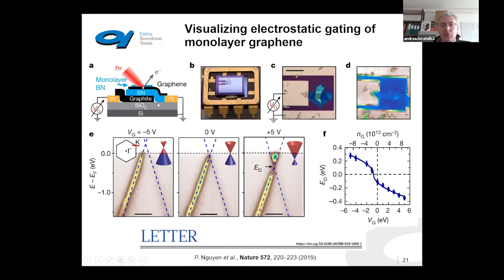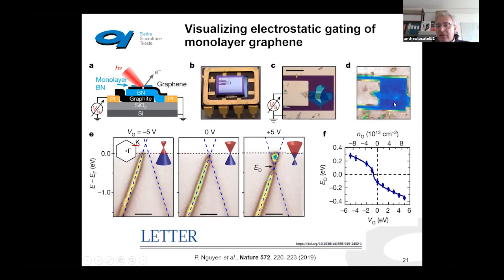So in this way, they can basically pump charge into the material and change the valence band. And this technique is called electrostatic gating. You can see here the principle in A, then you can see the real device in B. You can see also an optical microscopy of the same material here in C.